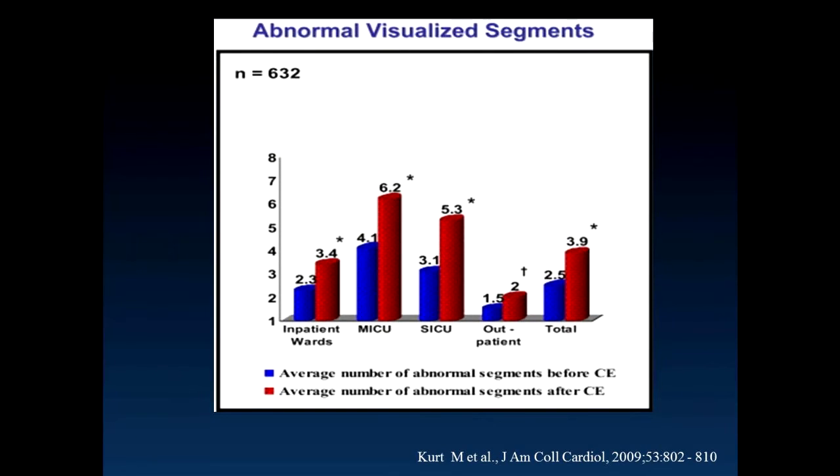This graph shows the number of segments with abnormal wall thickening that were visualized before contrast administration in blue and after contrast administration in red. You can see that overall, the number of segments with abnormal wall motion seen after contrast given was nearly double the number that was seen before. This is particularly important in patients who were in medical or surgical intensive care units.